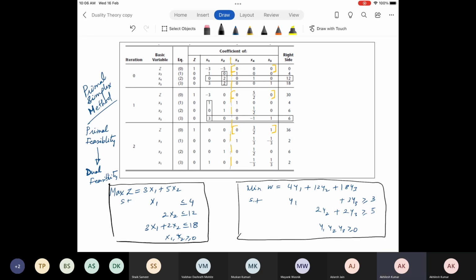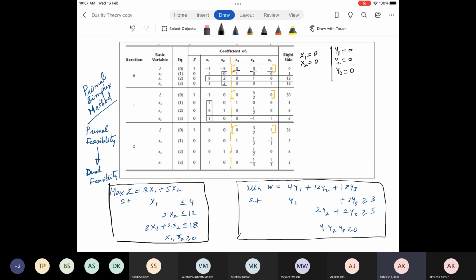Now, if you look at the values of x1 and x2 at this iteration for the primal problem, what are x1 and x2 equal to? 0, 0. Very good. And what is the value of the dual? 0, 0 and 0. So y1 is 0, y2 is 0, y3 equals 0. Is this correct? Yes, sir.